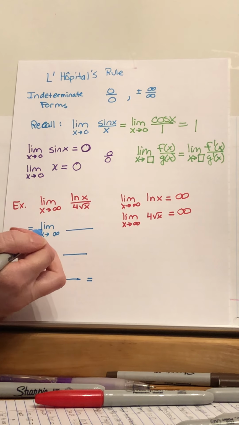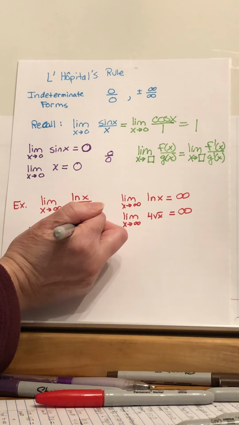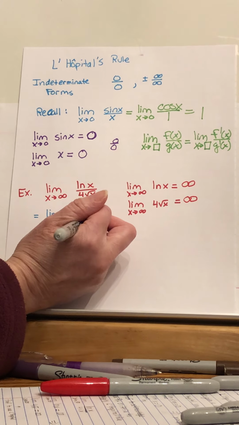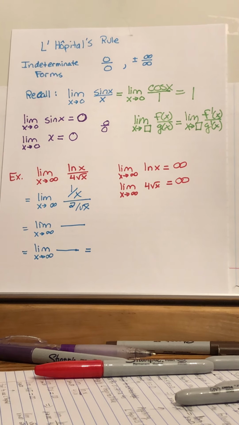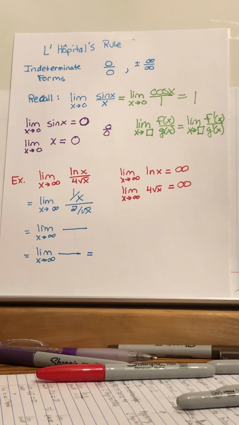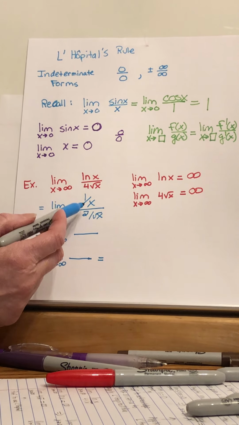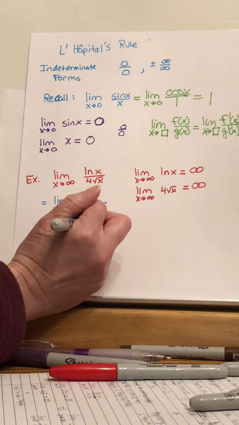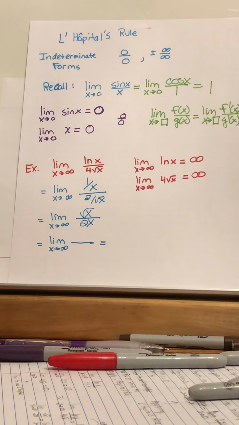L'Hopital says I take the derivative of each. The derivative of the natural log function is 1 over x. The derivative of the 4 square roots of x is 2 over the square root of x. All right? And then if I look at it, I can do some algebra to this thing so that I can evaluate it before I go any further. Well, 1 over x divided by another fraction is the same as multiplying by its reciprocal. So I'm going to flip it to root x over 2x using my algebra skills.